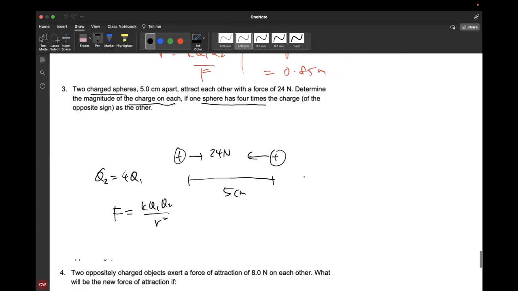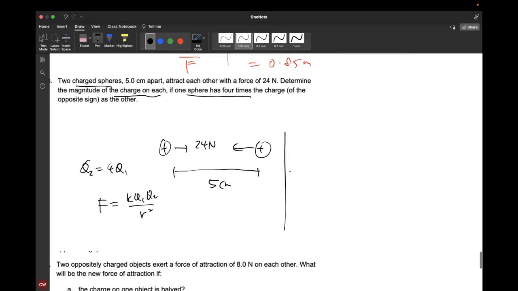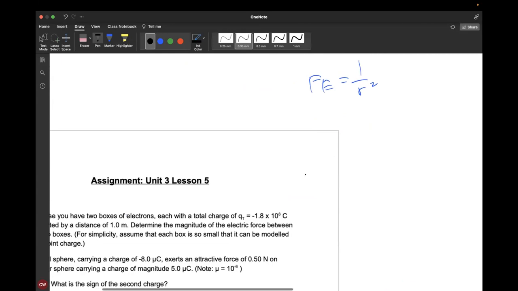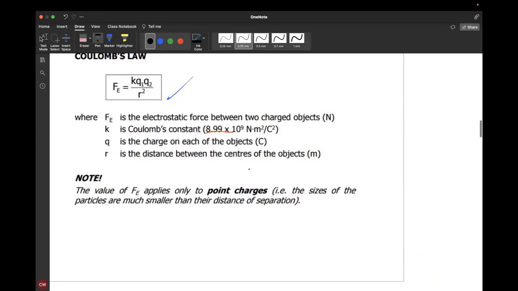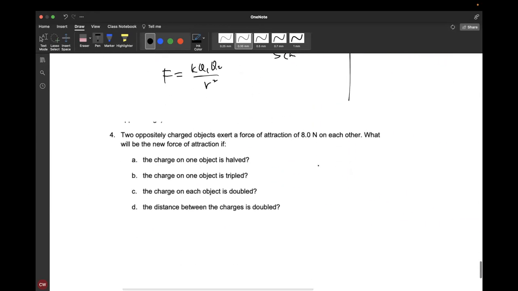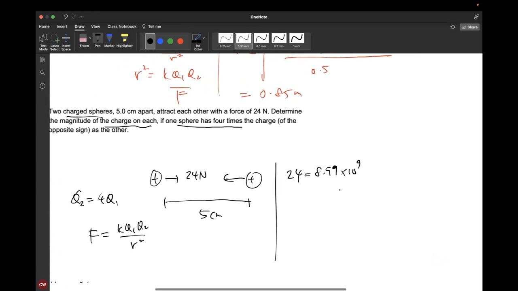Have you got the answer? Put the F inside, 24. K, 8.99 power 9. Okay, great. Q1 is Q. Q2 is 4 Q1 over distance. This one change to meter. Let's do then square.